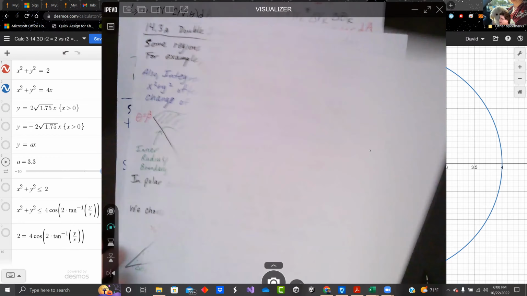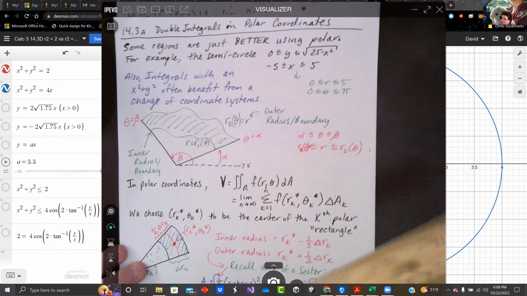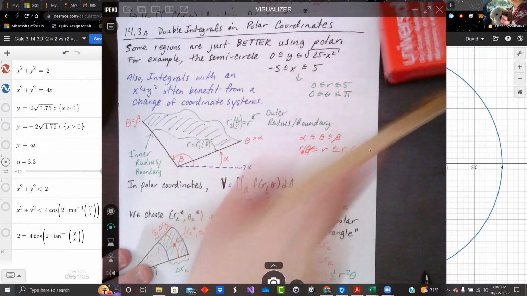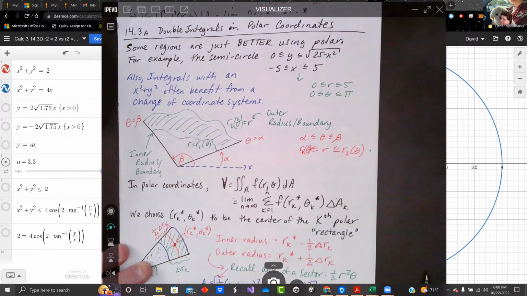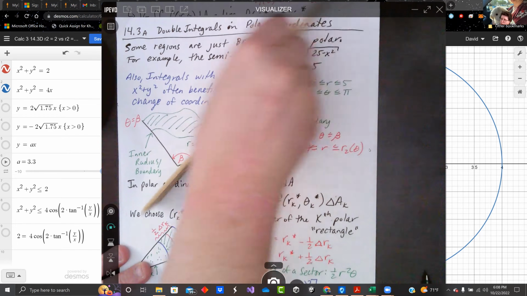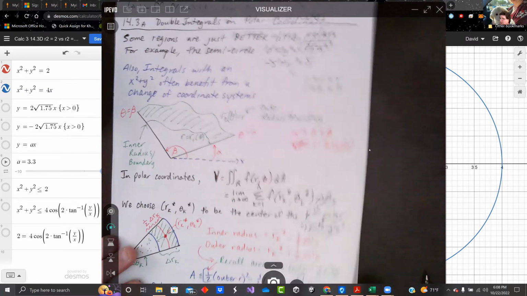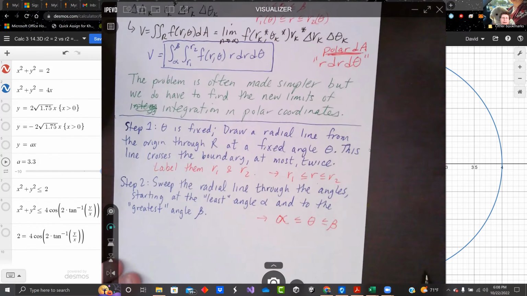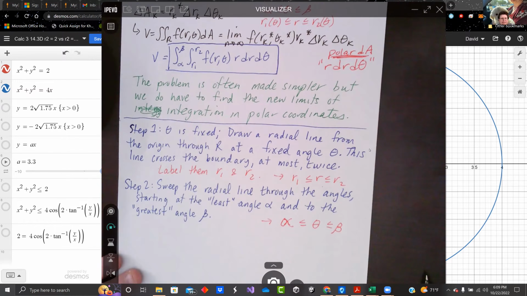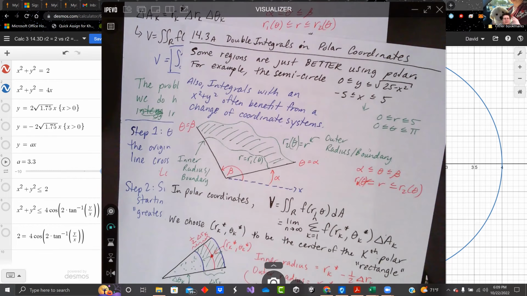So pictorially, we have our r, r1 and r2, and then we're integrating around the angle. Okay, that's what's going on. And so we start at the lowest angle, or the least angle, and end at the greatest angle. You'll see some examples in the next video.